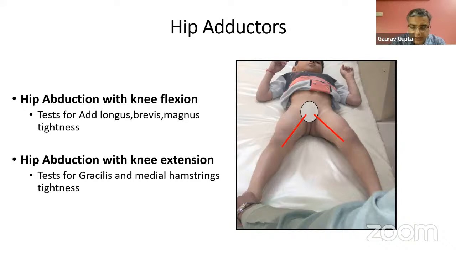Then we check hip adduction. How do we do it? We do it in knee flexion and knee extension. If the hip adduction is the same in knee flexion and knee extension, then it tells us that the contracture is mainly at the adductors. But if it is more in knee flexion and decreases in knee extension, it tells us that it is coming from gracilis and medial hamstrings, which span the knee and which get relaxed when we flex the knee. So adduction increases. But when we extend, they contract and adduction decreases.